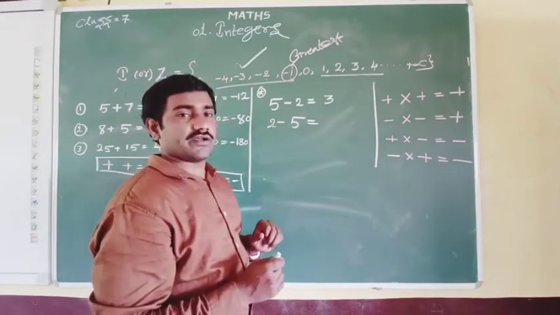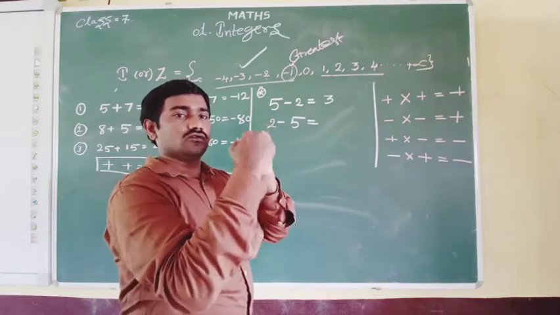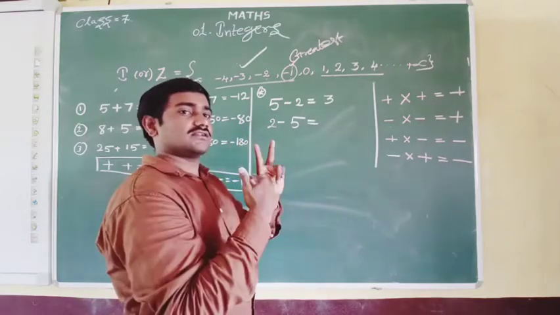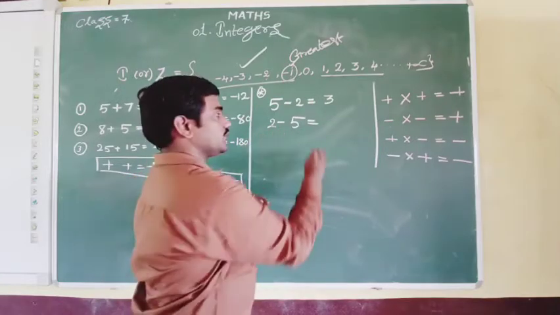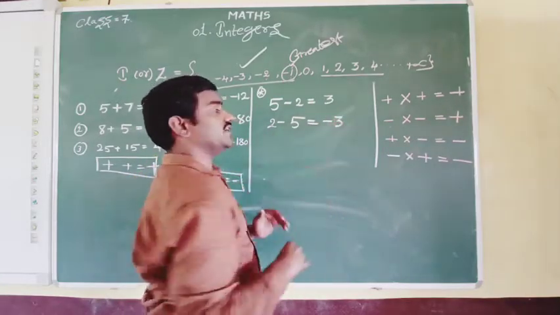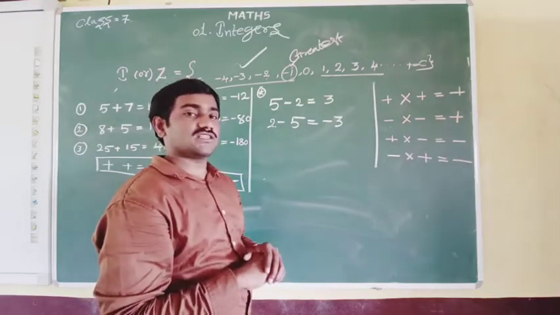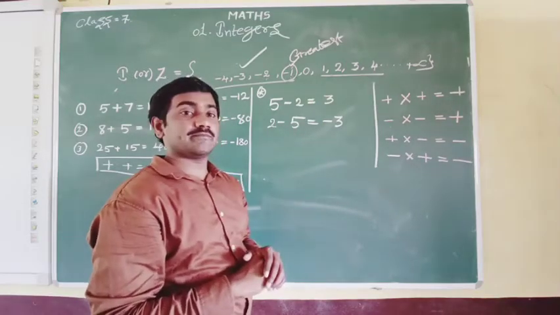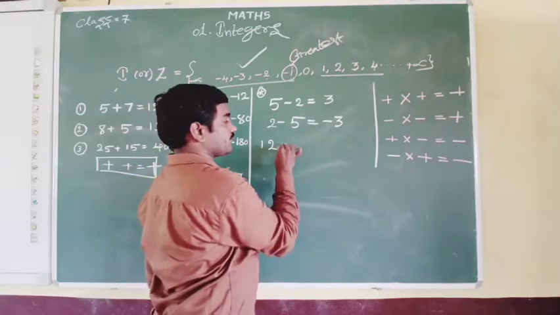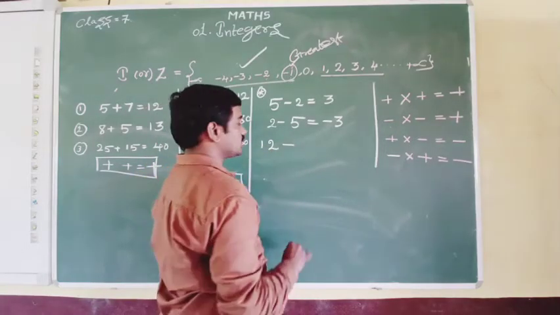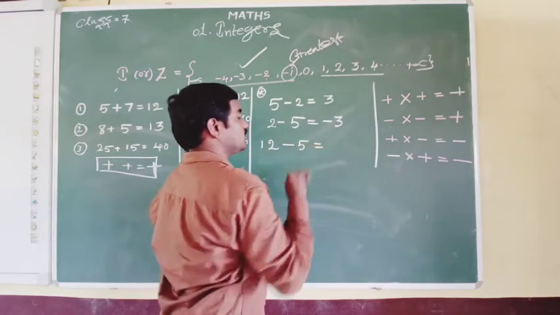From 2 you subtract 5. Let us subtract: 1, 2, finished. Then minus 1, minus 2, minus 3. You get the answer as minus 3. From 2, if you subtract 5, you get minus 3. So let's do it: minus 12 minus 5.